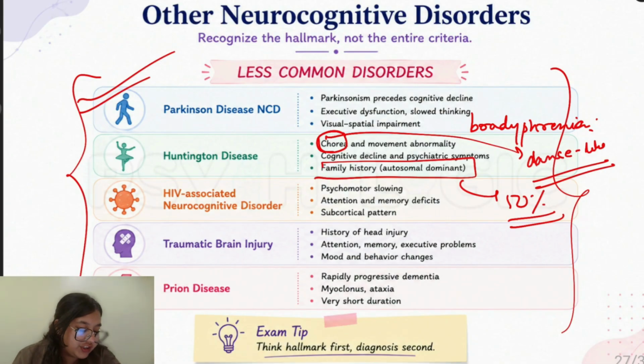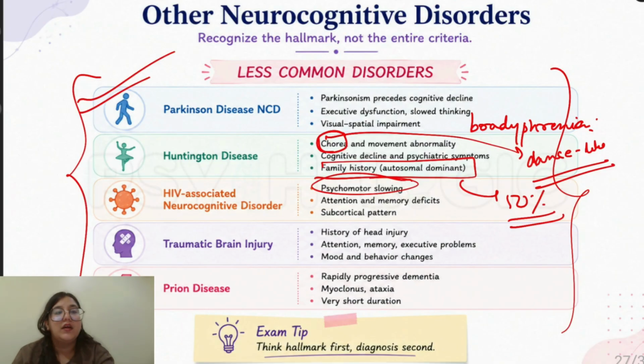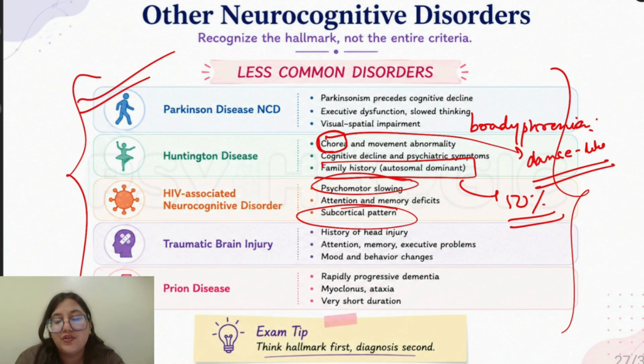Then we have HIV associated neurocognitive disorder, where the hallmark feature is psychomotor slowing. Okay, the person isn't just forgetful, they become noticeably slower in their thinking patterns, in their responding patterns. They have problems with attention, memory, processing speed, also known as subcortical pattern of cognitive impairment. HIV: slow thinking plus memory plus attention problems. Traumatic brain injury: any kind of brain injury that causes problems with attention, memory, executive functioning. That is a traumatic brain injury neurocognitive disorder.